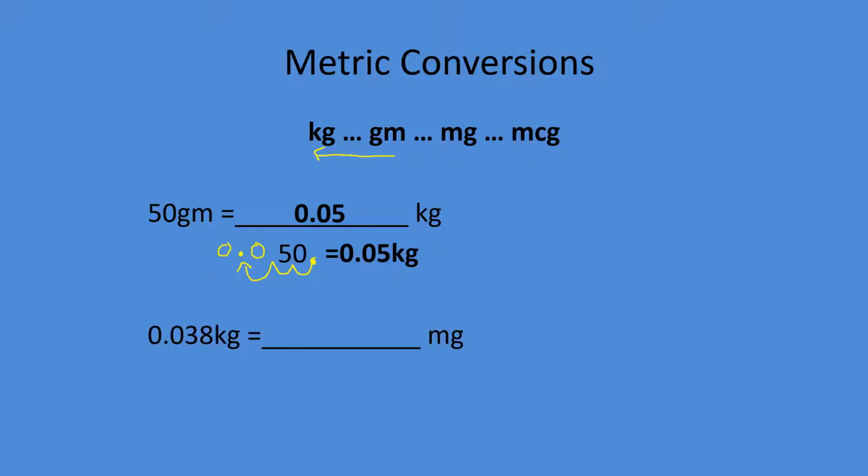No. Kilograms to milligrams. How many spaces left or right? 6 to the right. So let's see. Kilograms to milligrams. Yep. So we got 0.038, and we moved it 1, 2, 3, 4, 5, 6. There's its new home. So yep, 38,000. Not bad, not bad. All right, let's try this next one.